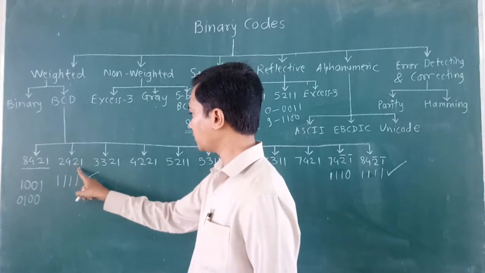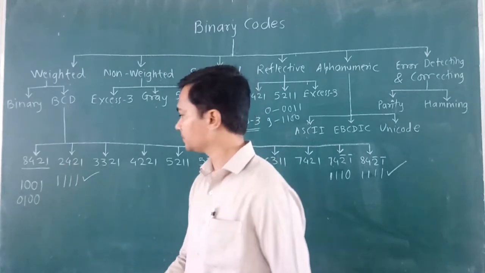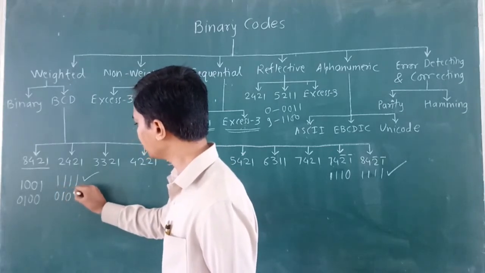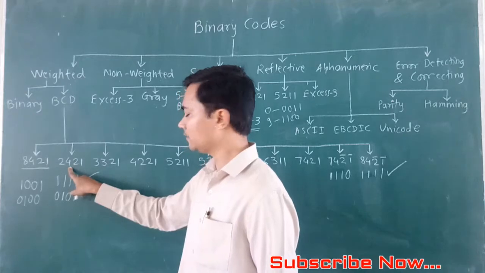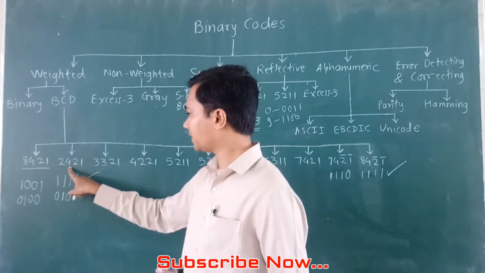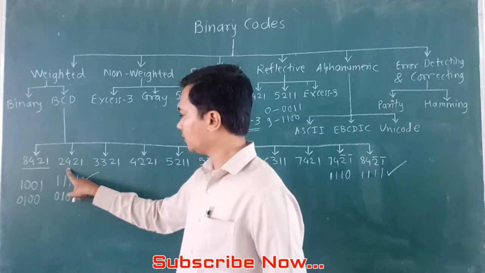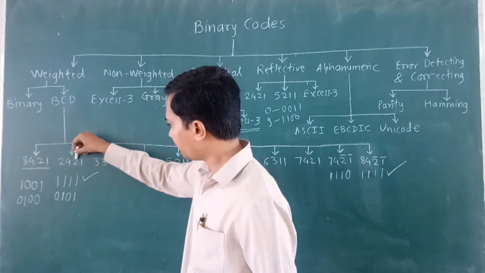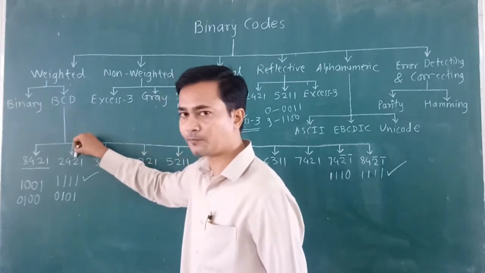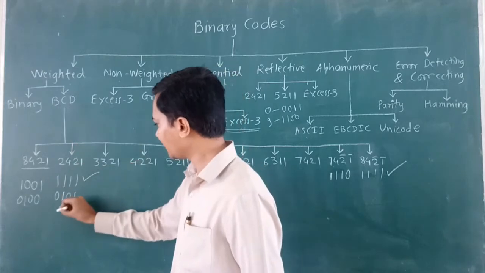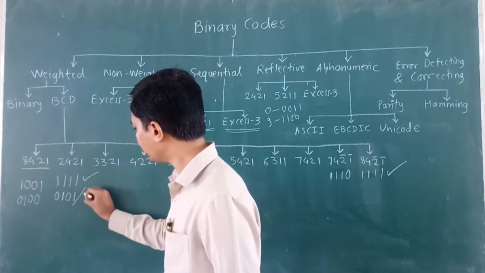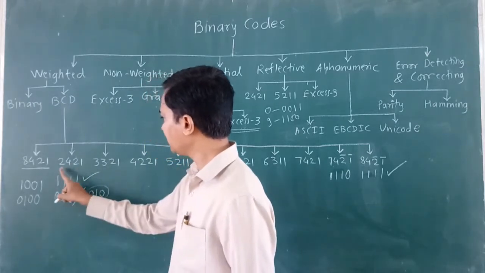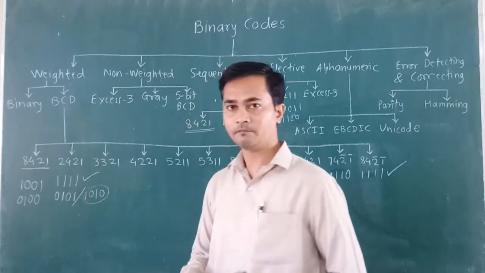Now using 2421 code, how can we represent it? You can simply represent 1001. So 4 is directly written here. We have to make 1 wherever the 4 is available. Somebody may use 1010 because 2 plus 2 is also 4. So you can use it like this also, or 1010. So this code also represents value 4 in 2421 binary codes.